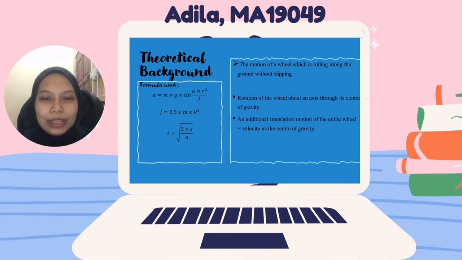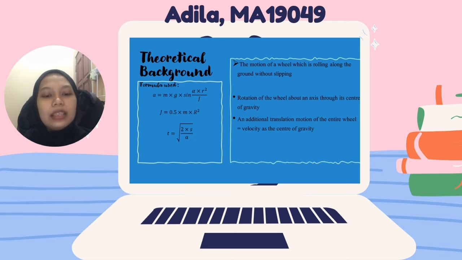I will present the theoretical background of the rolling disc on an inclined plane. The motion of a wheel rolling along the ground or plane without slipping can be considered in one of two ways. First is rotation of the wheel about an axis through its center of gravity. Next is an additional translational motion of the entire wheel with the same velocity as the center of gravity.